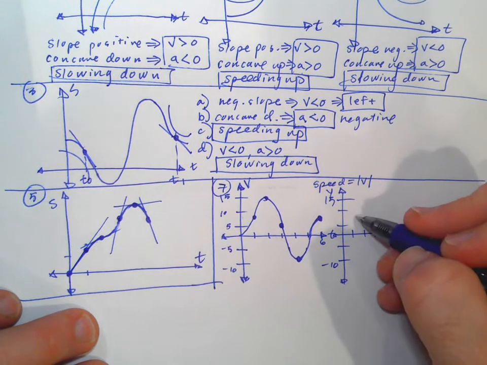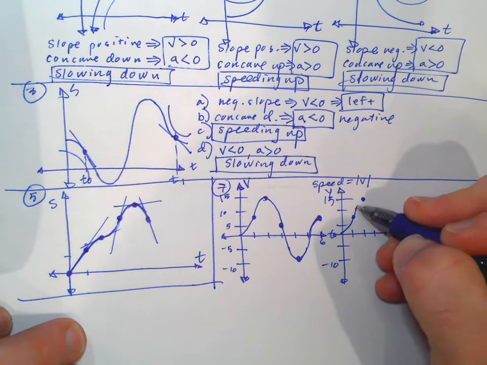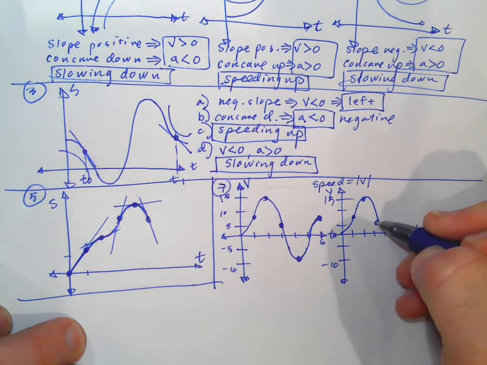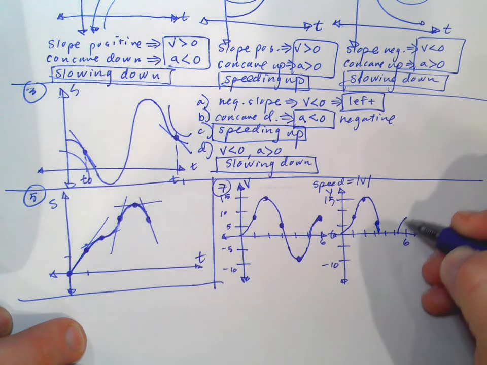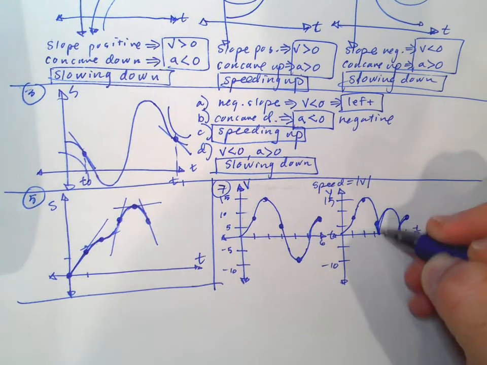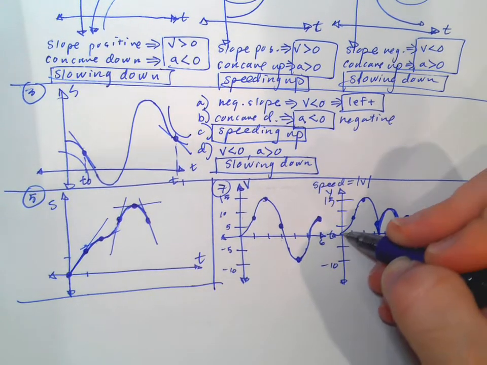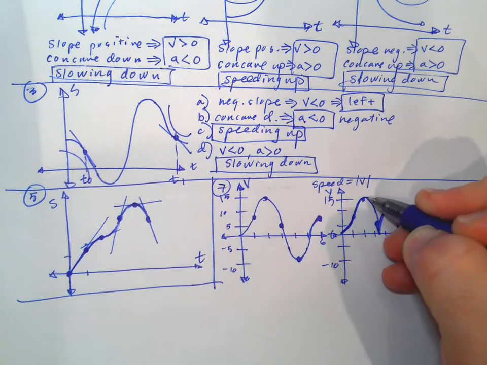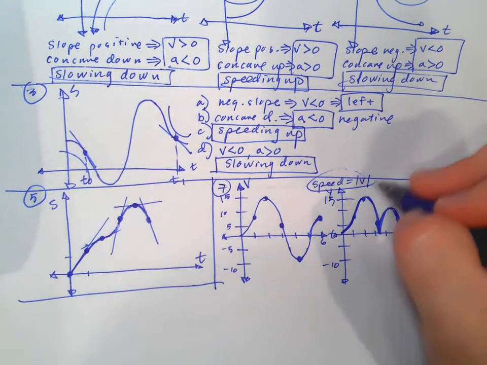So the positive parts are going to look the same. But then where it went negative, it's going to get flipped up. So the positive part stays the same, and then the negative part gets flipped up. That's what an absolute value does to a graph, right? Makes the negative parts positive. So that's the speed graph, which is the absolute value of velocity.